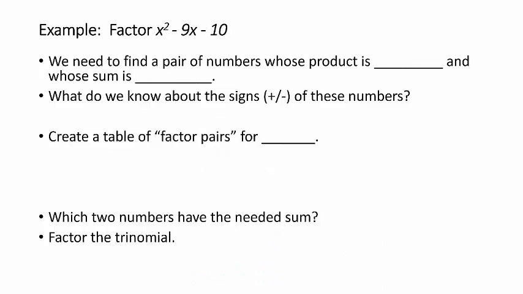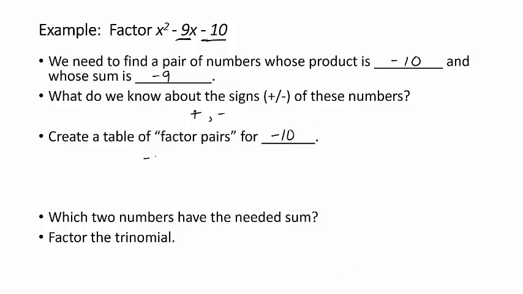So we're asked to factor x squared minus 9x minus 10. We need to find a pair of numbers whose product is negative 10 and whose sum is negative 9. Now in this case, because the product has to be negative 10, one of the numbers in the product has to be negative and one has to be positive, right? So one of them is going to be positive and one of them is going to be negative. And when we add them up, we get a negative number. So we want to create a table of factor pairs for negative 10, right?